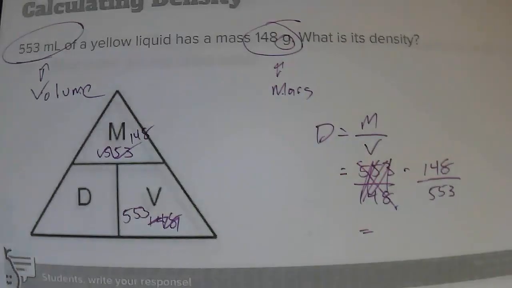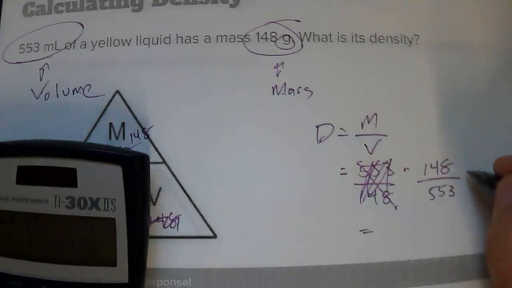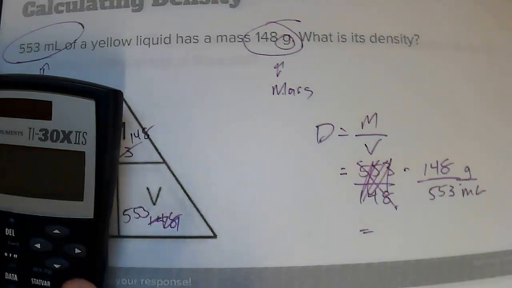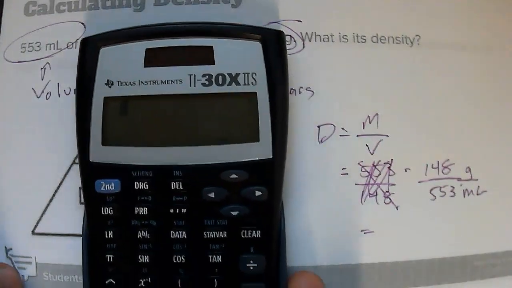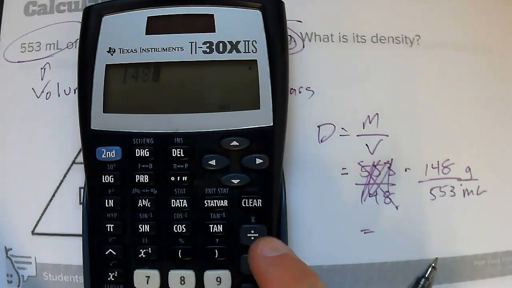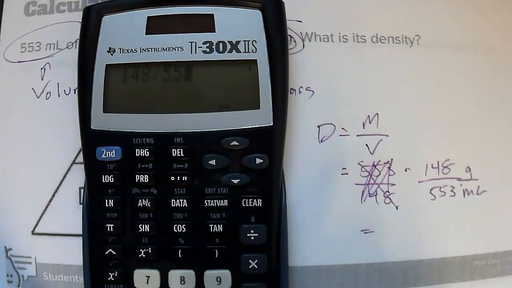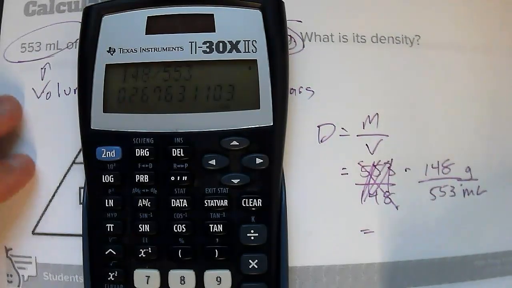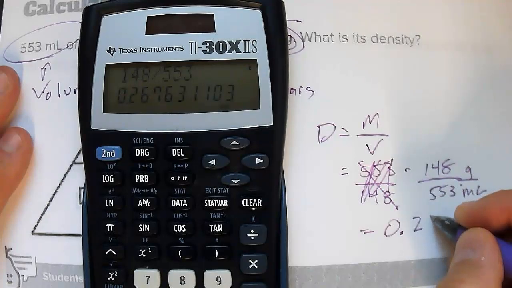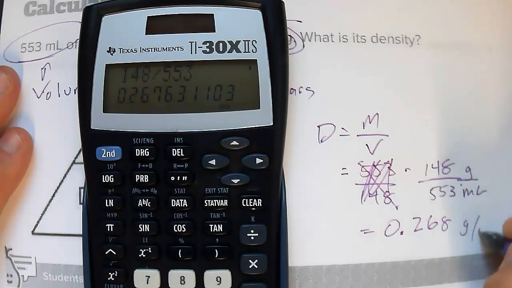Okay, and now we're going to make sure you use units, grams and milliliters. And now we do the math. So we'll do 148 divided by 553, and that answer is 0.268 grams per milliliter.